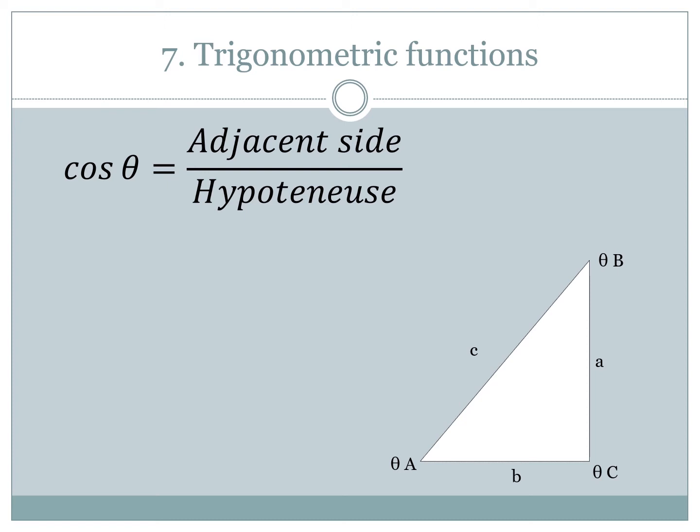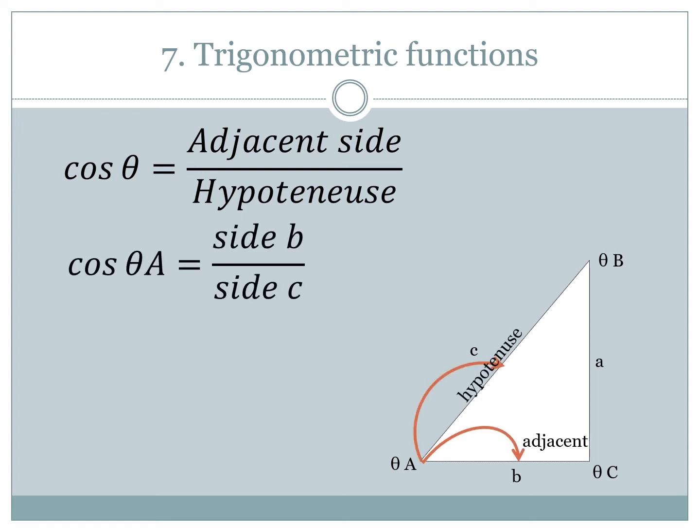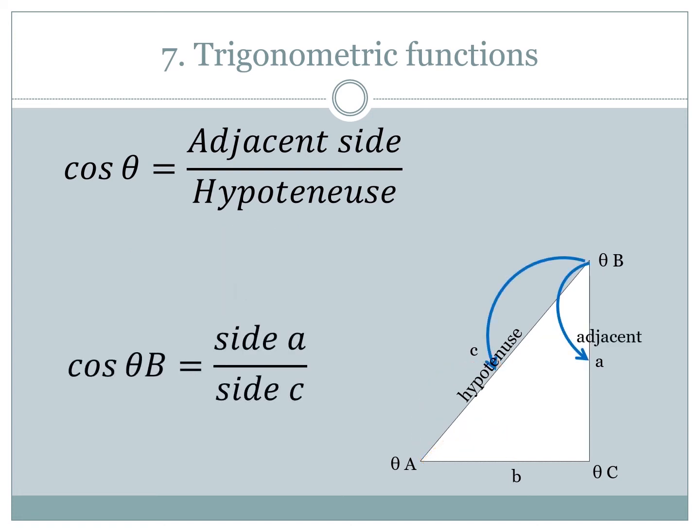So if we're going to find out the cosine of angle A, for example, my adjacent side to the angle A is actually side B. Adjacent meaning beside. And then of course we have our hypotenuse. So to figure out the cosine of angle A, it is going to be B divided by C. If I wish to figure out the cosine of angle B, the adjacent side to angle B is side A. So it would be side A divided by side C, being the adjacent side divided by the hypotenuse.